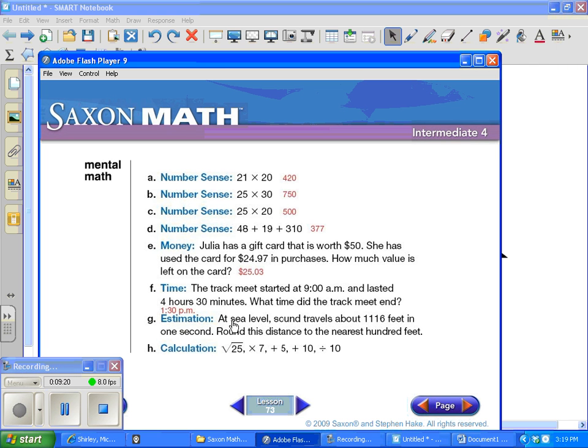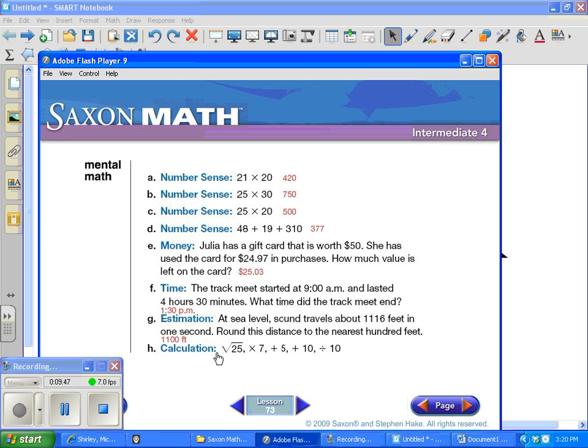Okay, now we get to estimate. At sea level, sound travels about 1,116 feet in 1 second. Round this distance to the nearest 100 feet. So we look at the hundreds place and the digit immediately to the right. The 1 tells us to leave this 1 the same. So, the 2 digits to the right will drop down as zeros. And so that rounds to 1,100 feet.